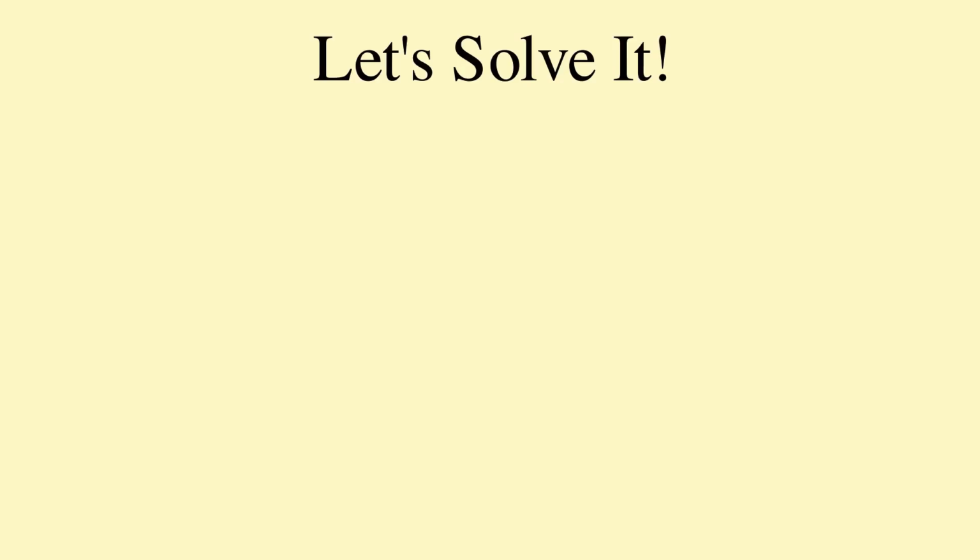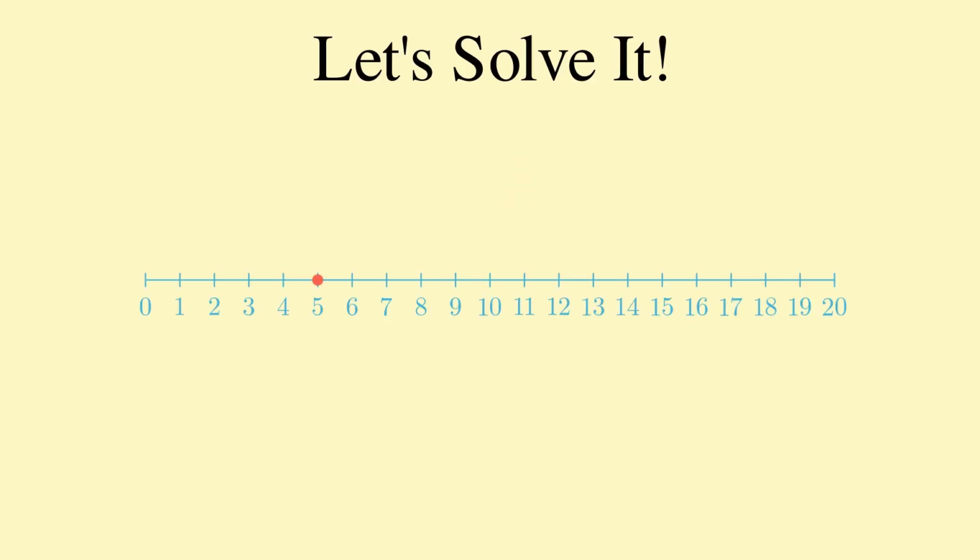Now, let's see how we got this answer. When adding 5 and 5, we align them in column format. 5 plus 5 equals 10. We can also use a number line. Start at 5 and move 5 steps forward.